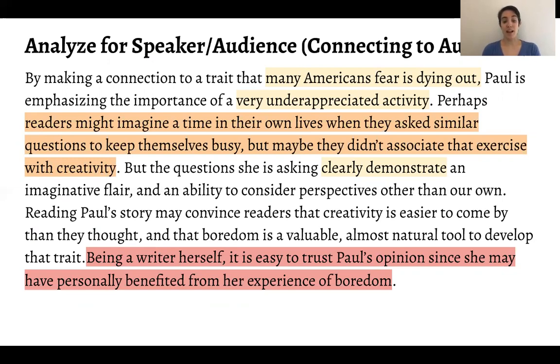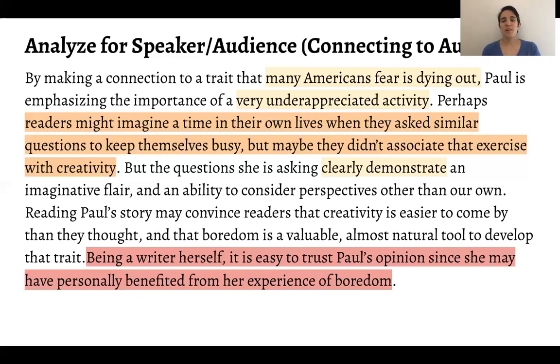Being a writer herself, it is easy to trust Paul's opinion since she may have personally benefited from her experience of boredom. So I kind of threw in a little bit of information about the author there, which is really helpful. So that's ethos, right? She has a reputation. She's a writer. It's going to make it easier for audiences to believe that what she's saying is true if she personally benefited. That's kind of why personal experience is so good. I could have said something like, because she's sharing personal experience, it helps the audience connect and it really shows, you know, she's been there.